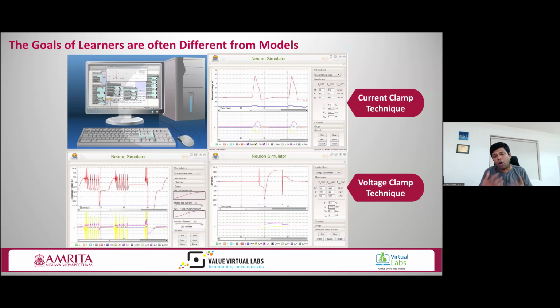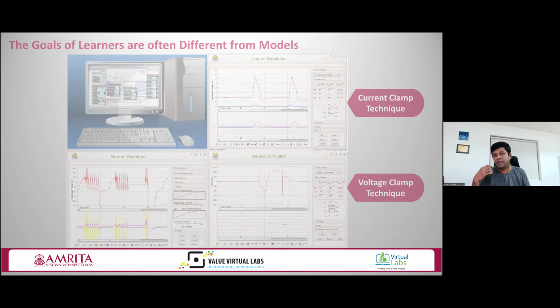And in all these studies, we found out that the goals of learners are usually very different from the models themselves. So even building a simplified version of a tool, for example, a computer-aided drug design tool, doesn't imply that they know the drug design process. So the learners' goals were quite often different when they came into the virtual lab environment. And this challenged us in a different way.